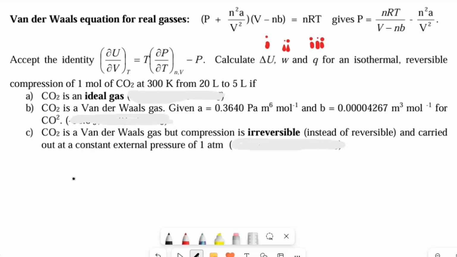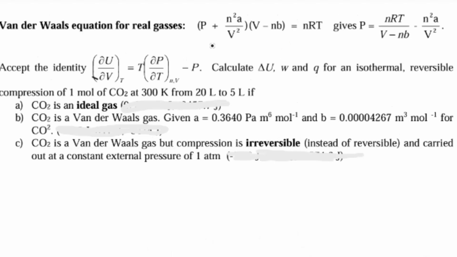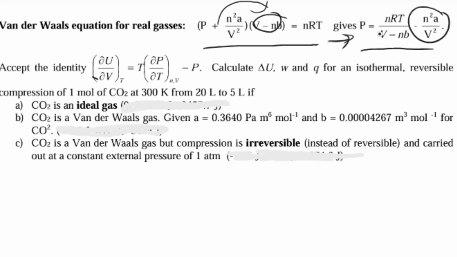Hello viewers, in this video we're going to look at how to calculate change in internal energy, work and heat. From the van der Waals equation of real gases, we can write P as the subject of the formula. We divide both sides by this term and then subtract this one. We take this to the other side and it will become minus after dividing.